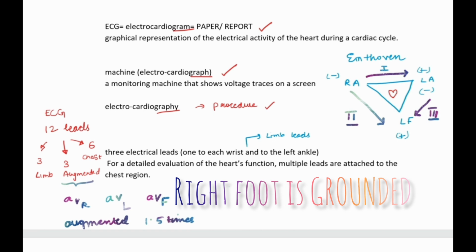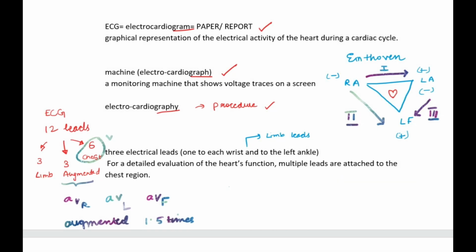Got it? Then we also have 6 chest leads, which are named V1, V2, V3 and so on till V6.